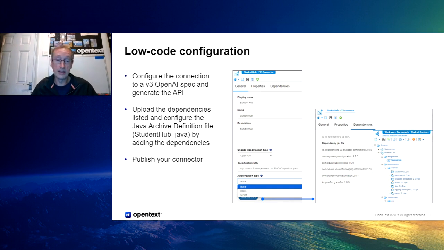So you download these jar files, upload them into your artifacts, your archives folder in your project, and you set up the dependencies to those jar files. It's very simple. Again, low-code configuration. Takes a couple of minutes to do that bit, and you can publish it. And then the next step is you consume it.